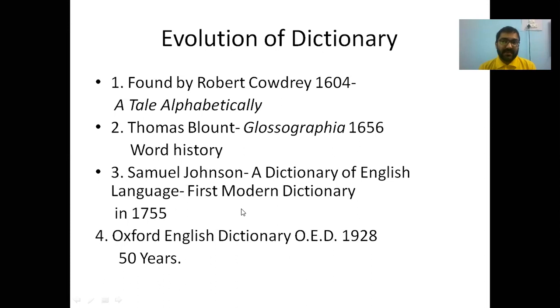Many times it has been asked in the NET exam when the first modern dictionary came. It came in 1755 by Dr. Samuel Johnson. The fourth one is the Oxford English Dictionary, which we are using nowadays. It's a very important one. It came in 1928. It took 50 years to complete this dictionary. So this is some knowledge about the dictionary.